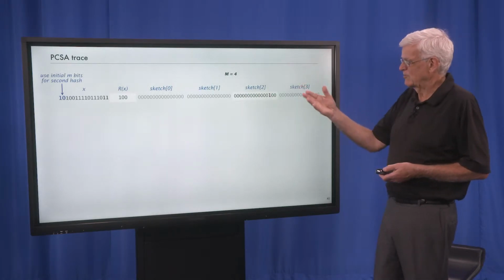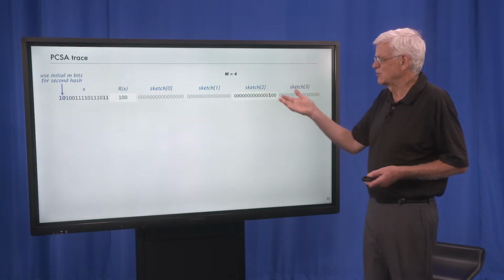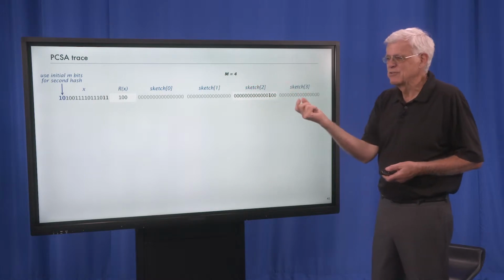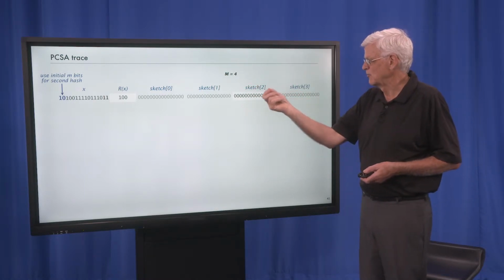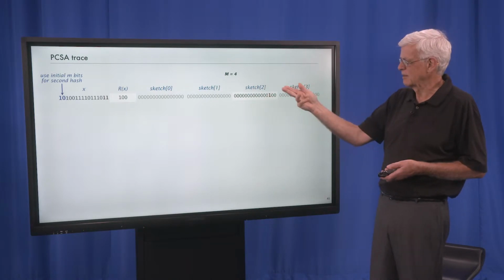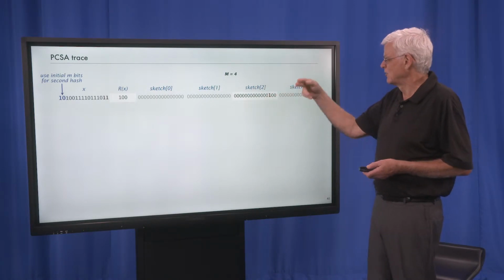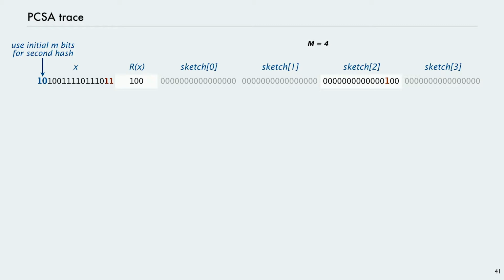And then this is a trace of that. An easy thing to do is, whatever the hash function is, use the first couple of bits to decide which stream the data should go into. So this is m equals 4, which is 2 bits. If the first 2 bits are 1, 0, it'll go into stream 2, just addressed by that binary value 1, 0. It's got an r value, so that one gets updated.